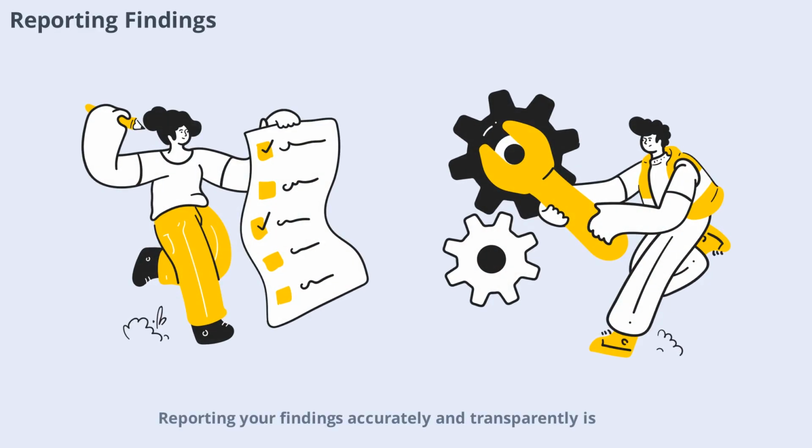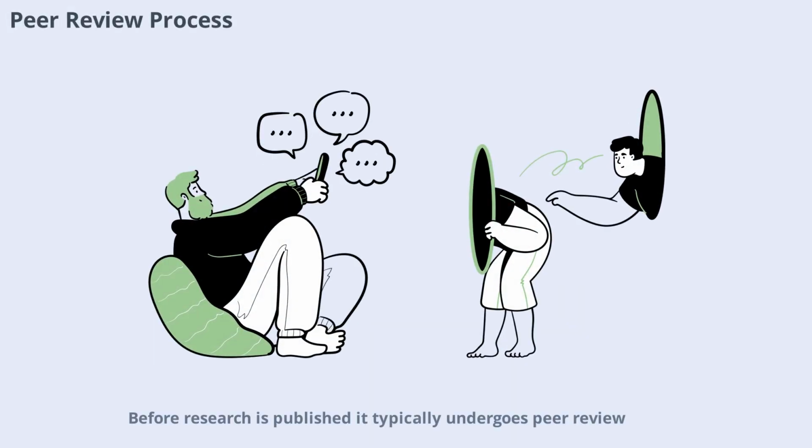Reporting your findings accurately and transparently is a critical part of the research process. In medical research, this often means publishing results in scientific journals or presenting at conferences. Clear reporting allows others to evaluate your work, replicate your study, and build on your findings, advancing the field as a whole. Before research is published, it typically undergoes peer review.